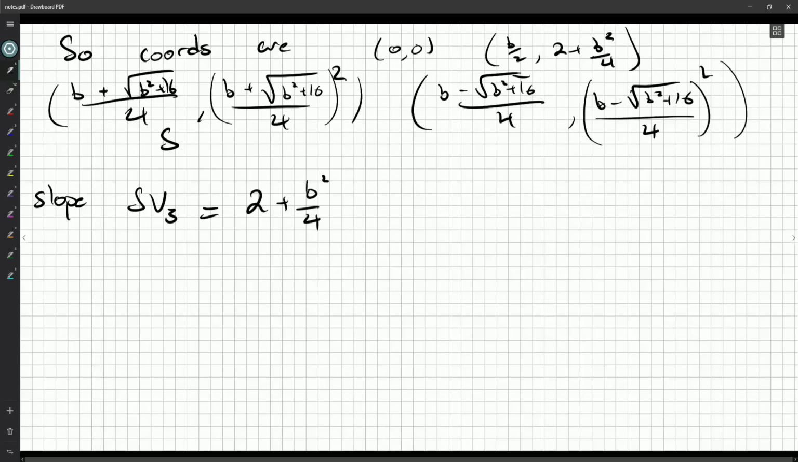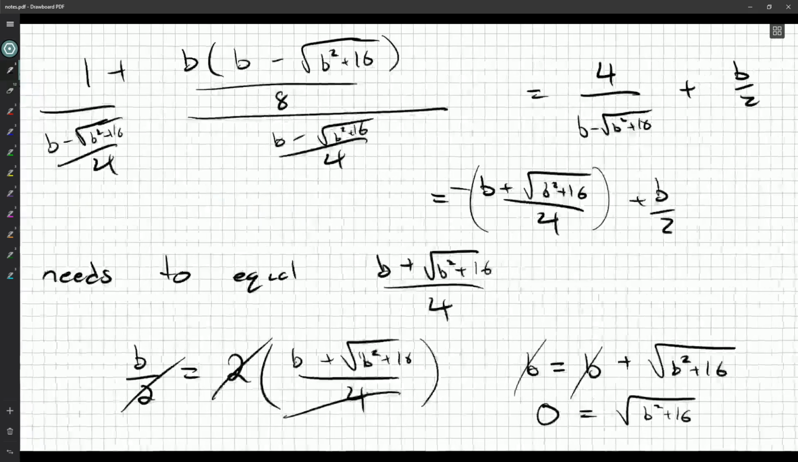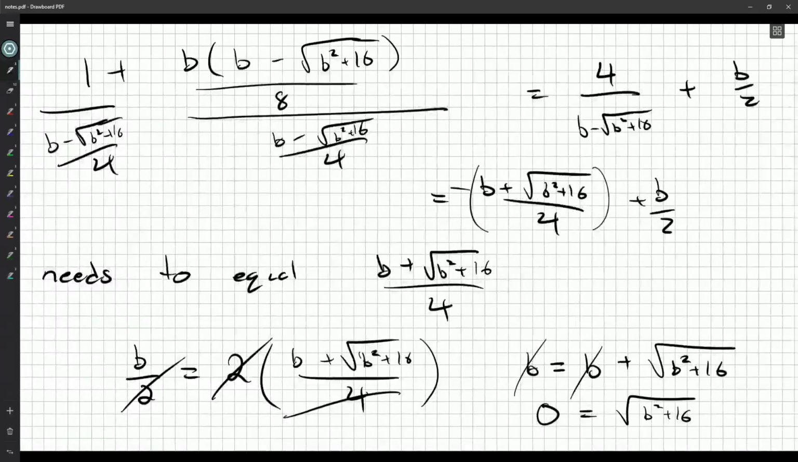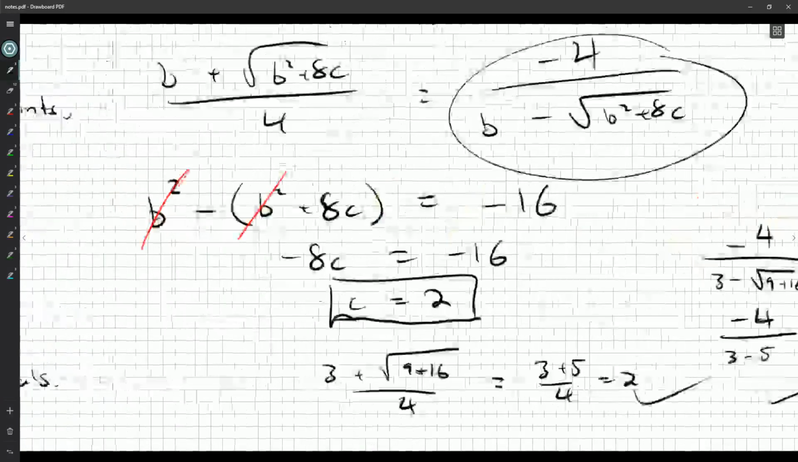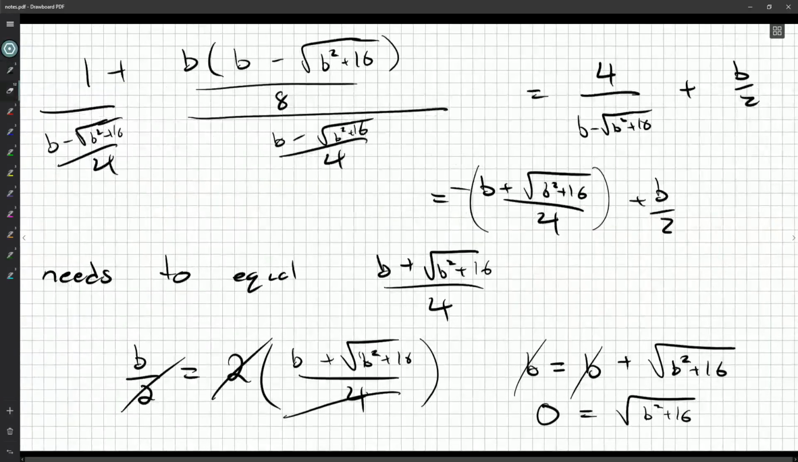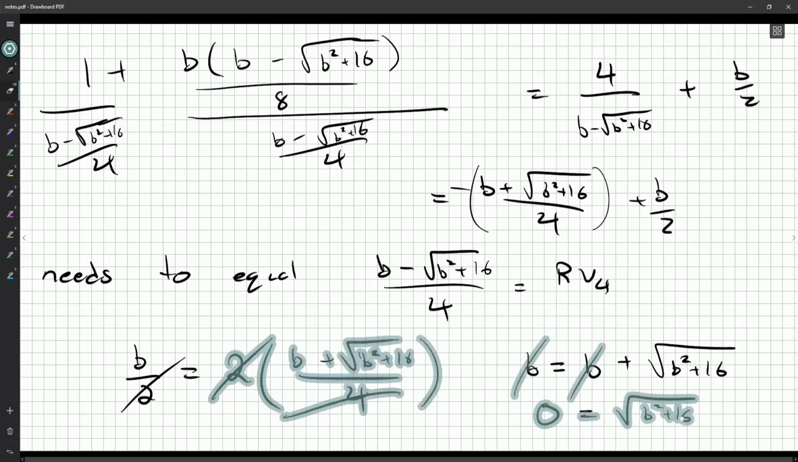Is there a better way to do this? Oh, wait a minute. This one doesn't need to be equal to b plus the square root of b squared plus 16. It needs to be equal to the one that's opposite it. B minus. Because that's RV4, R to the origin. Okay, so maybe the cancellation was right. We'll come back to that in a moment if this also turns out to be a problem. But maybe this will be a little nicer.